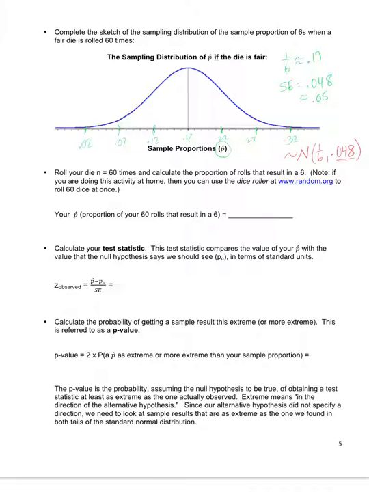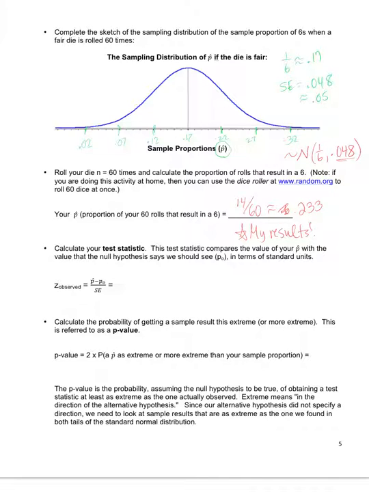All right, so for the video, I'm going to use my result. So my p-hat, which was the proportion of 60 rolls that resulted in a 6, I had 14 out of the 60 rolls end up as a 6, and so that's about 0.233. So you can keep in mind these are my results, or your instructor's results, and they may not match yours. All right, next up, calculate your test statistic.